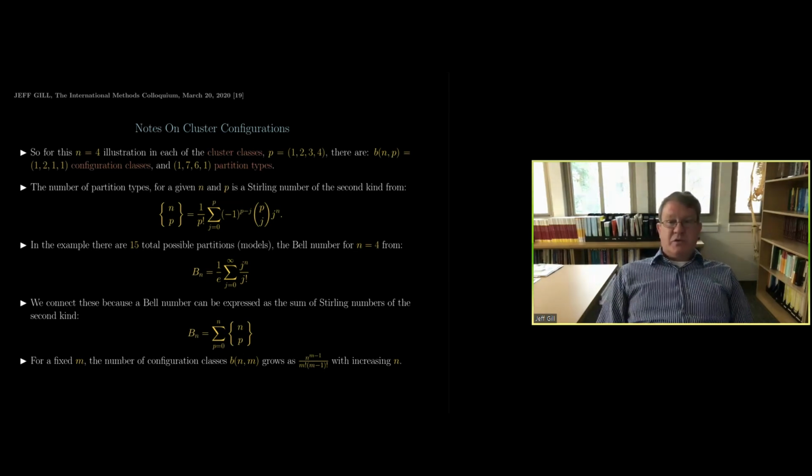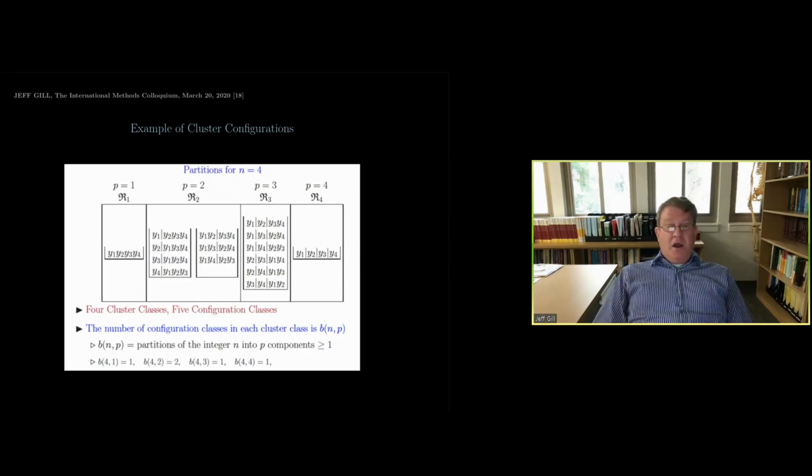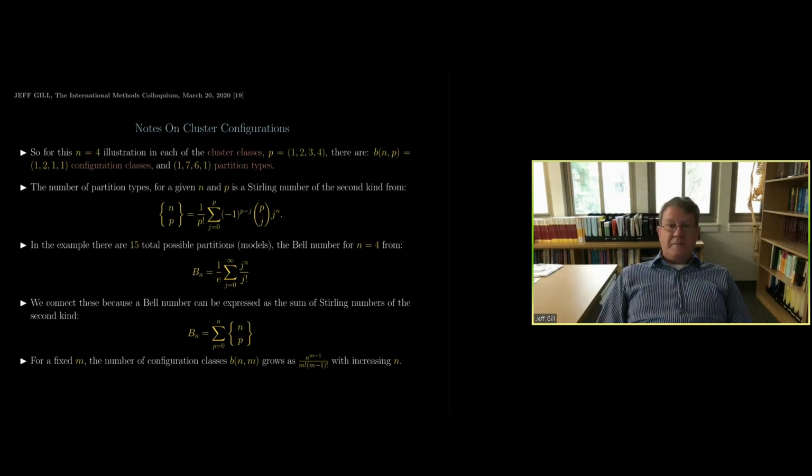Again, as a reminder, we have the cluster classes, the configuration classes, and then the partition types. Let me just go back. We have 1 partition type, 7 partition types, 6 partition types, and then 1 partition type here for these 4 cases. It turns out that the number of partition types, that 1761, is a Stirling number of the second kind, which you see there. It actually gets a lot worse than that.